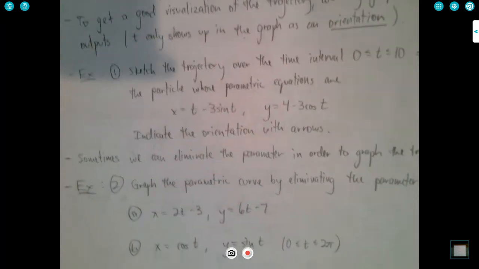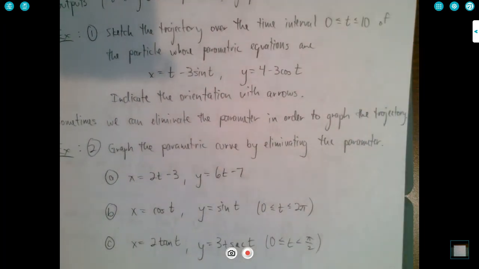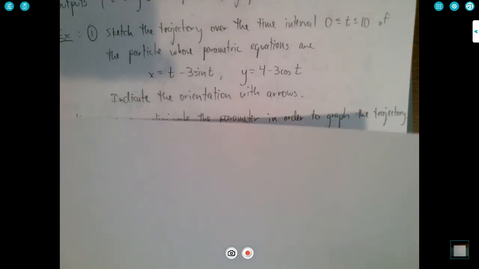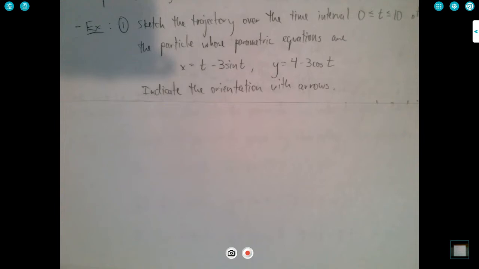So let's look at this first example. It says, sketch the trajectory over the time interval 0 to 10 of the particle whose parametric equations are x equals t minus 3 sine t and y equals 4 minus 3 cosine t, and then indicate the orientation with arrows. Okay, so let's do that.